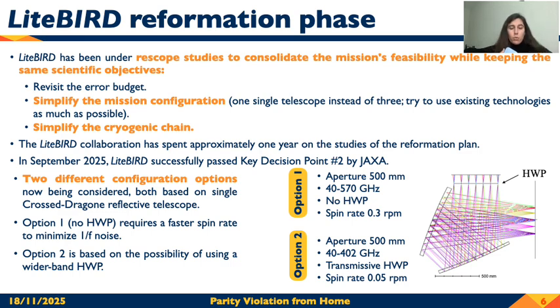And the main difference between these 2 configurations is that one has no half-wave plate, unlike the original design. The second one does have a half-wave plate, but with a wider band, so that we can still maintain the wide frequency coverage of the original design. I'm very happy to say that in September we passed one of the key decision points that we needed to pass to move forward with this mission.